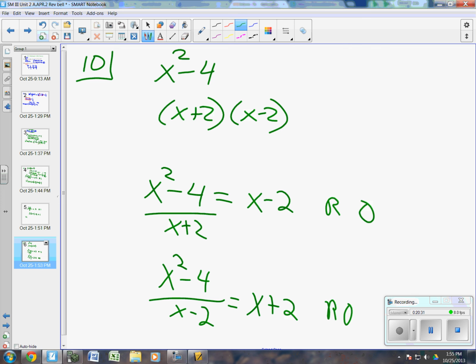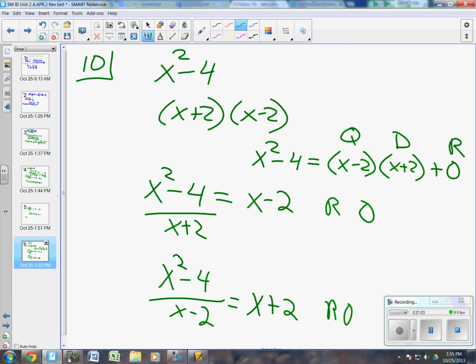Look, you guys, x squared minus 4 can be written as a quotient. Let's say, it doesn't matter which one, my quotient is this one right here, x minus 2, times the divisor, x plus 2, plus the remainder, 0. Are those true statements? Is this a true equation? Does x minus 2 times x plus 2 plus 0 equal x squared minus 4? Yeah. So here is my quotient, here is my divisor, and here is my remainder.